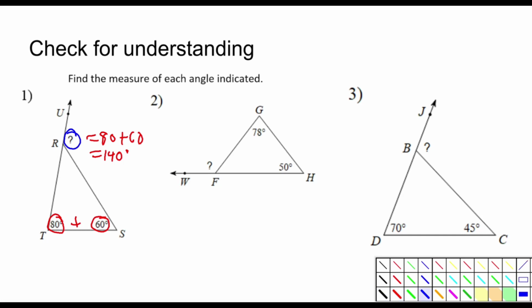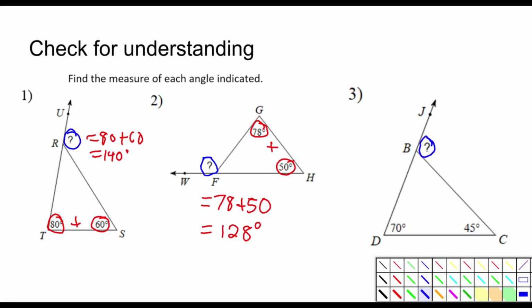So let's try it again. We want to know this angle here. To find the exterior angle, you just add up the two remote interior angles. Remember, they have to be far away, not the one next to you. So we're going to find this angle by doing 78 plus 50, which is 128 degrees. Perfect. So simple.